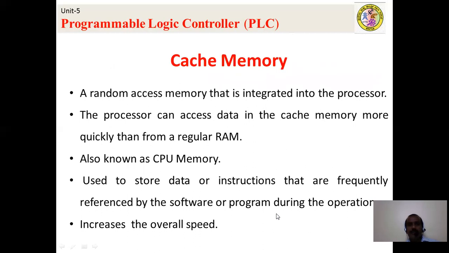Cache memory is a random access memory that is integrated into the processor. The processor can access the data in the cache memory more quickly than from a regular RAM. It is also known as CPU memory. Cache memory is used to store data or instructions that are frequently referred by the software or the program during the operation. It increases the overall speed of the system.